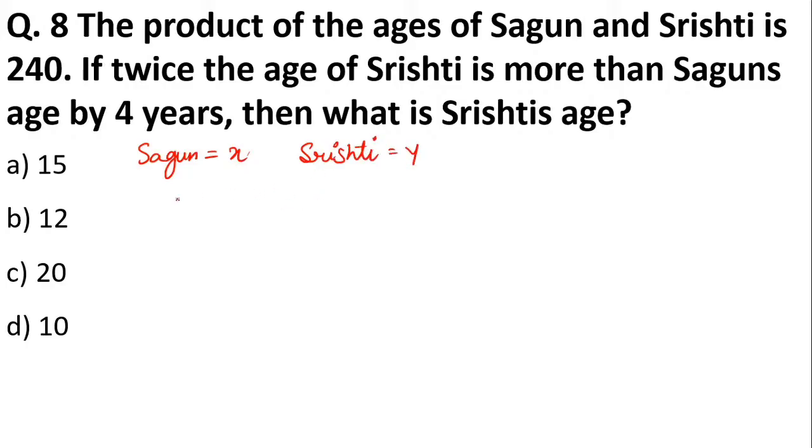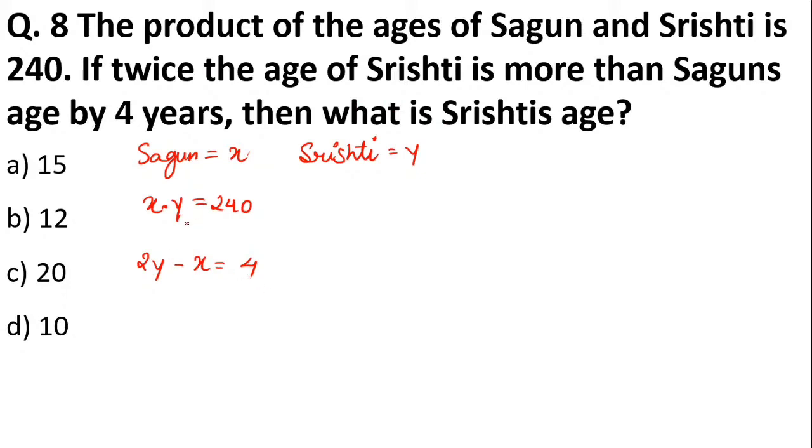Product of ages of Shagun and Shrishti. What is product? Product is multiplication. So X into Y is equals to 240, right? Twice the age of Shrishti is more than Shagun's age by 4 years. So twice the age of Shrishti, 2y minus x is equals to how? What is the difference between their age? If you multiply Shrishti with 2, means twice the age of Shrishti is more than Shagun's age by 4 years. So 2y minus x is equals to 4.